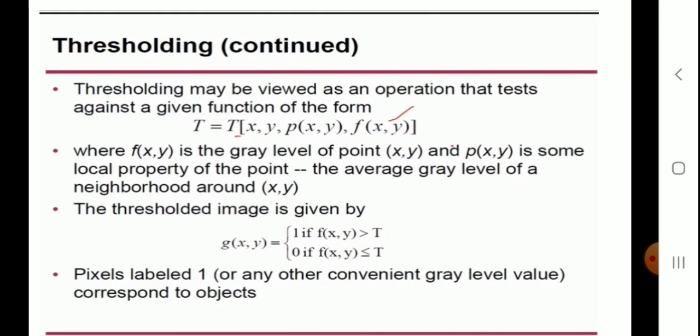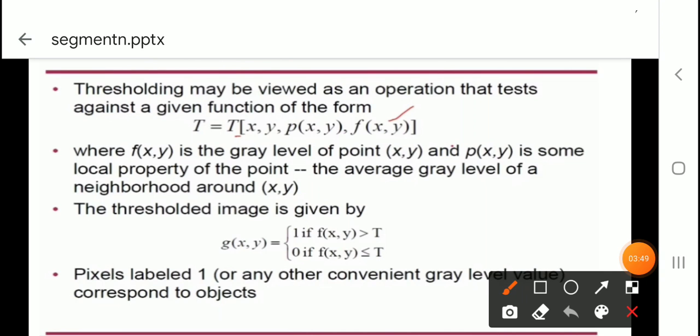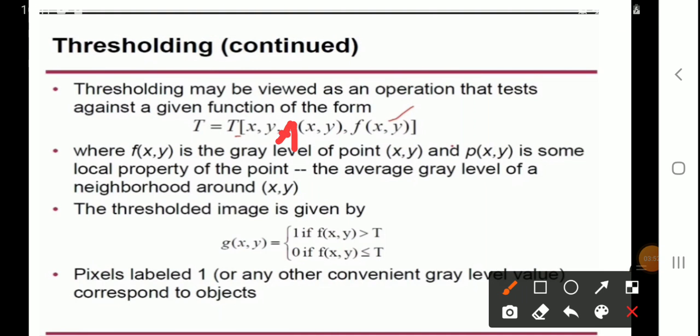Then thresholding may be viewed as an operation that tests against a function of the form T[x, y, p(x,y), f(x,y)]. Here p is written, which previously we denoted by a, they are the similar things. Where f(x,y) is the gray level of the point (x,y), and p(x,y) is some local property of the point, for example the average gray level of a neighborhood around (x,y). So here the p, which we previously denoted by a, is the local property.